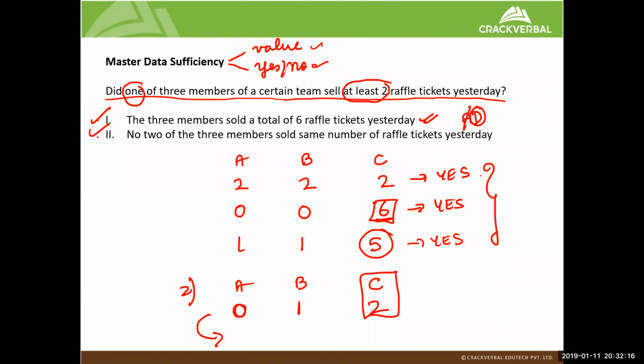You see, I just didn't discard the statement. I actually put it in the scenarios, and you realize that you'll never be able to get any person to sell less than 2 raffle tickets yesterday. It's always going to be 2 or more. Okay with this, everybody?